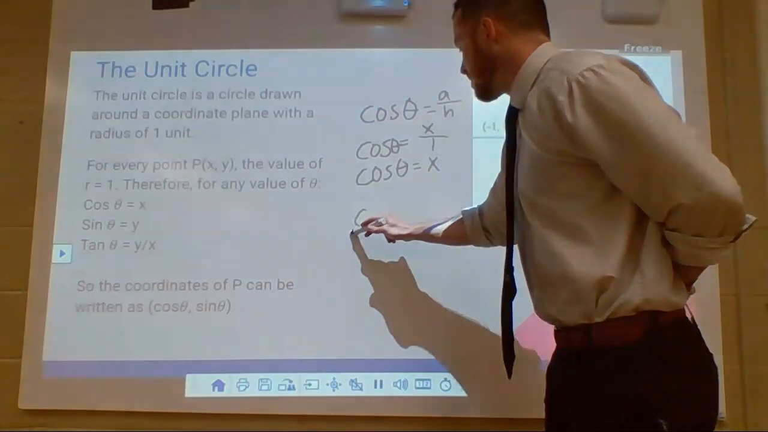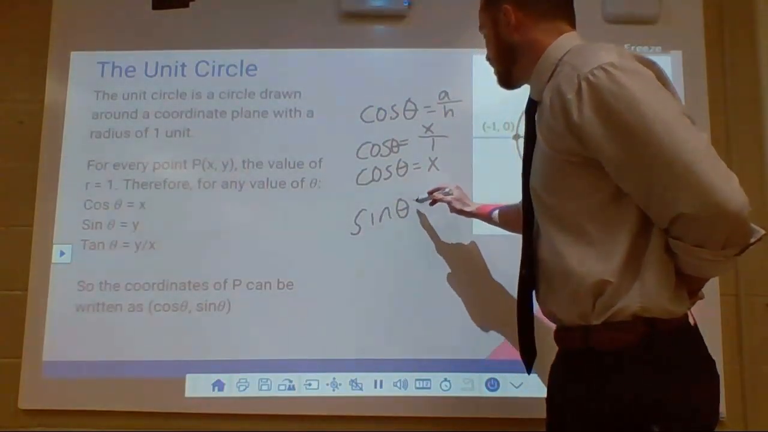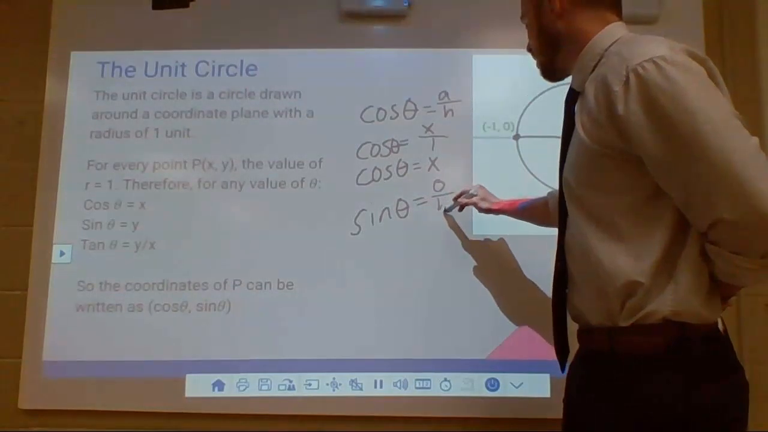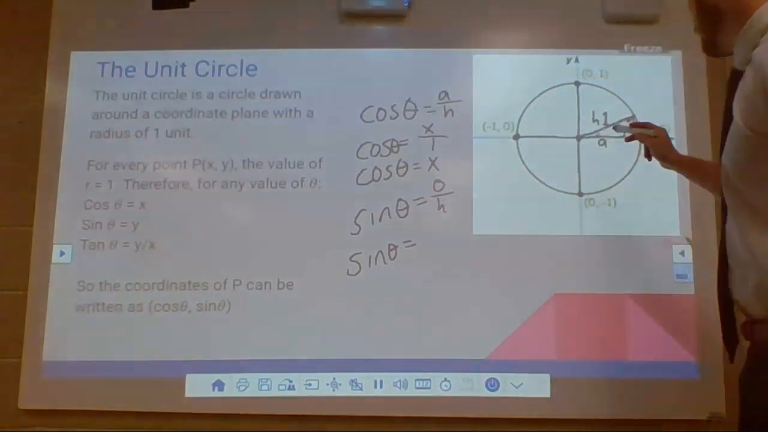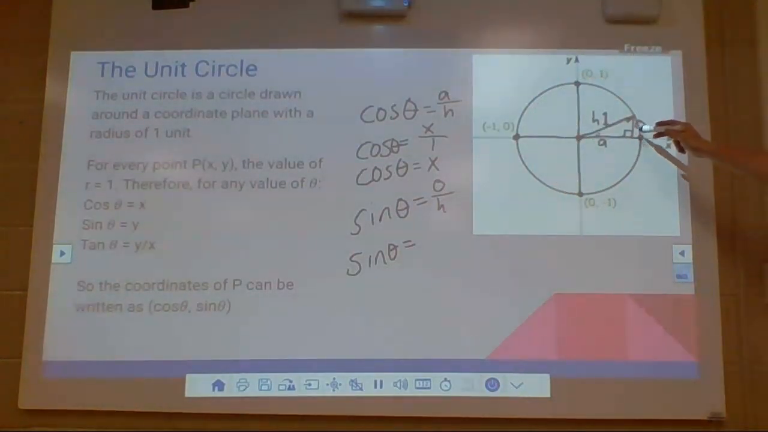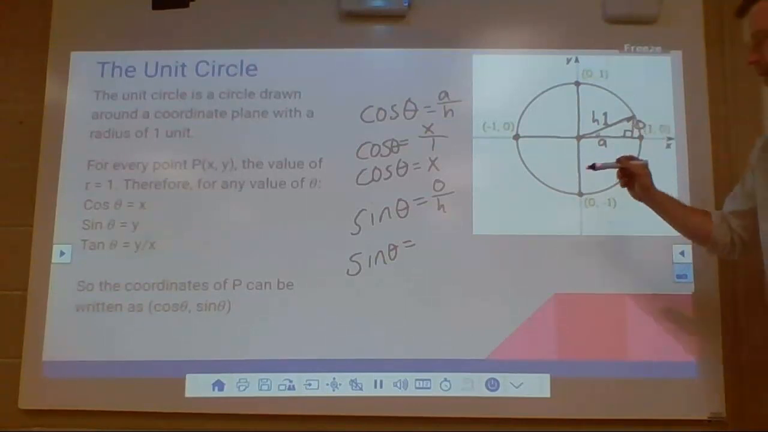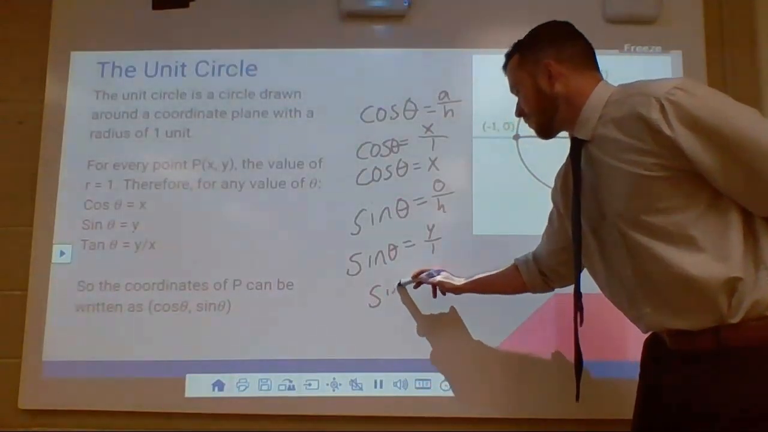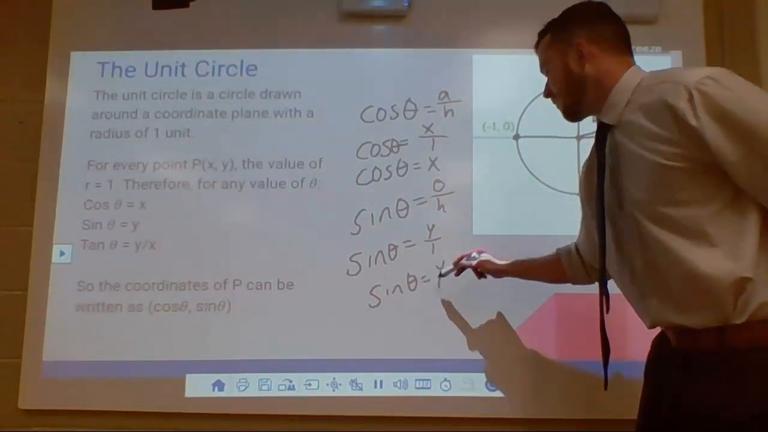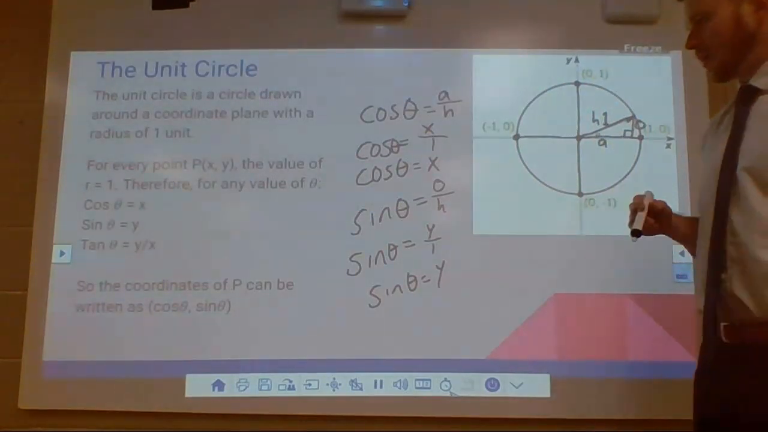So the cosine of theta equals x. Similarly, sine of theta is opposite over hypotenuse. So the sine of theta, well, check this out. The opposite side of this triangle goes up and down, doesn't it? The adjacent went left to right, like the x-axis does, right? The opposite goes up and down like the y-axis. So we've got the opposite side is the y value. And remember, the hypotenuse is 1. So the sine of theta is the y value. Okay?